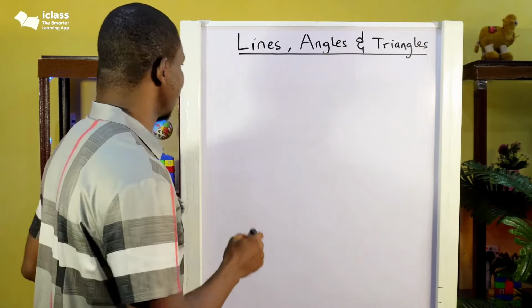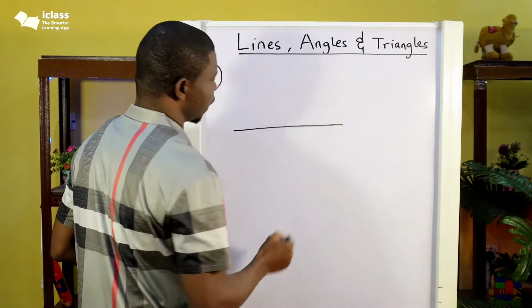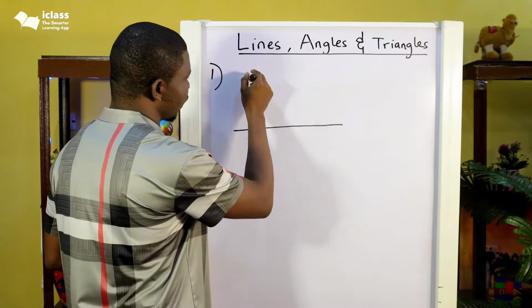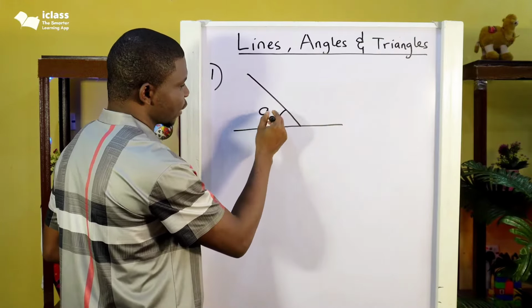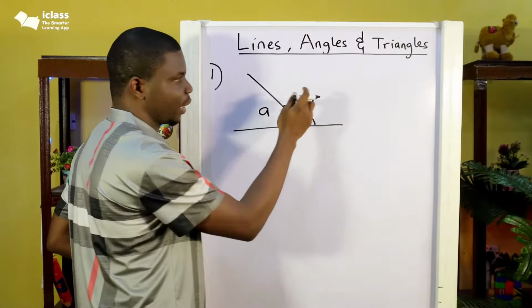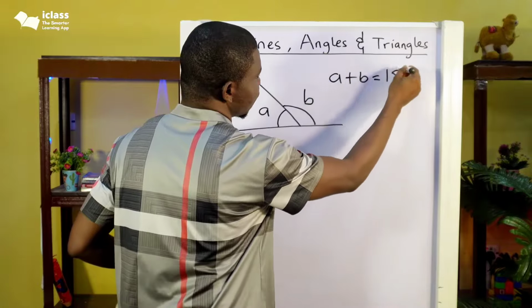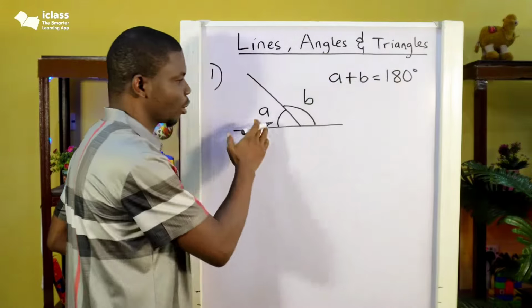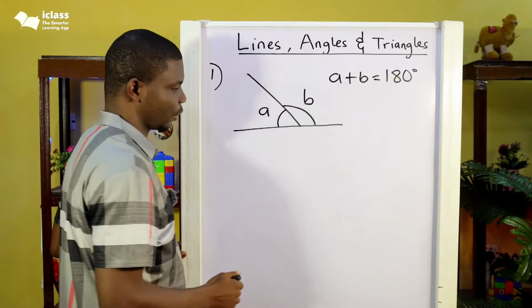The first would be angles on a straight line. So if I have a straight line and then I have two angles on this straight line, let me label this as A and then this as B, then A plus B is equal to 180 degrees. So the sum of angles on a straight line is always equal to 180 degrees.